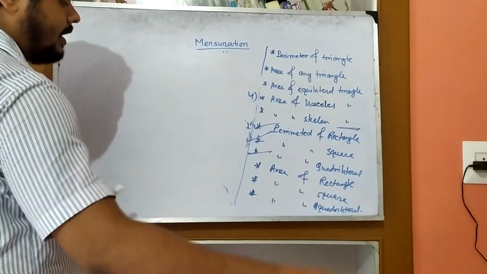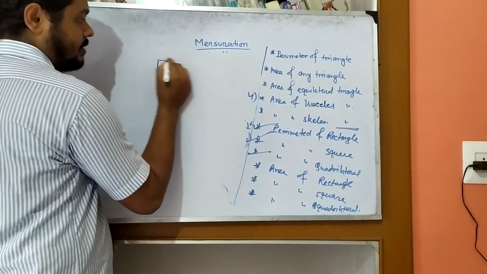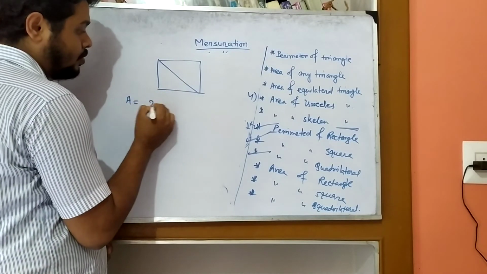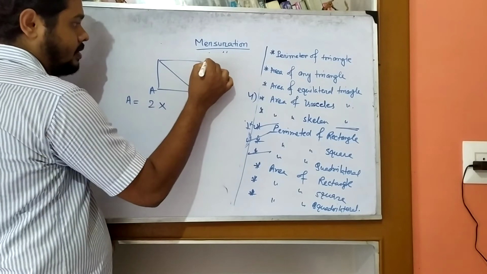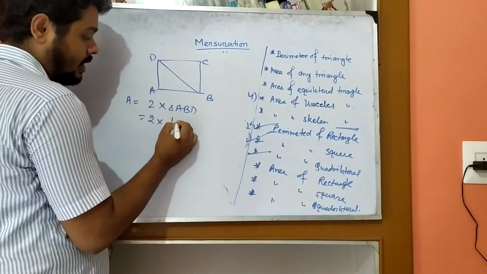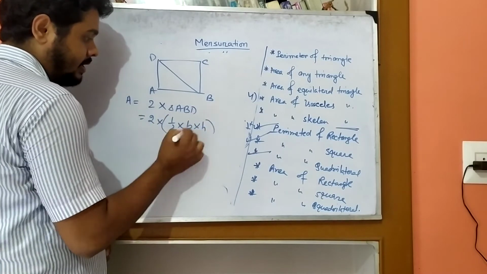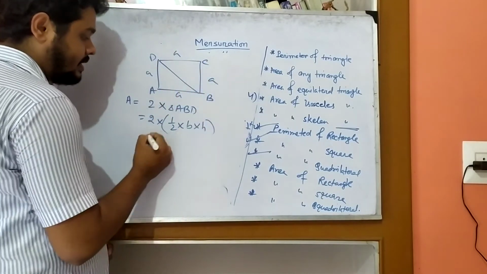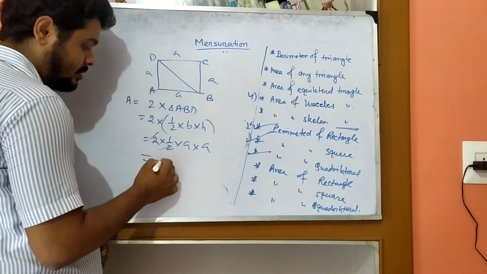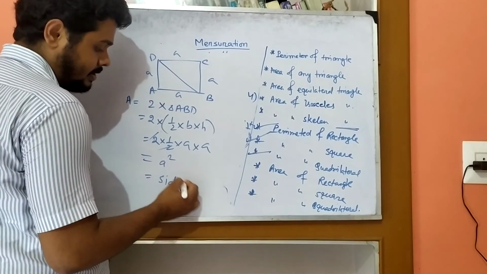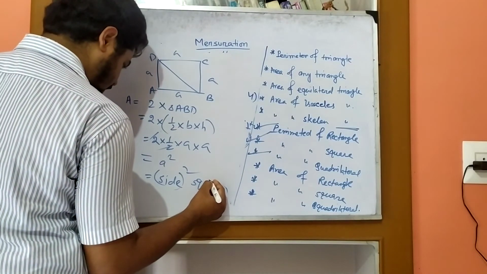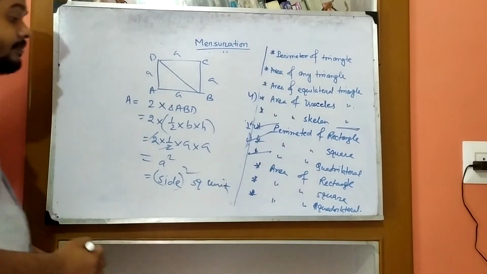In the same way, the area of a square is again 2 into triangle ABD. Area of triangle, 2 into half into base into height again. As it is a square, all the sides are equal. So 2 into half into A into A, the 2 cancels, so A square, that is side square. That is the area of a square.